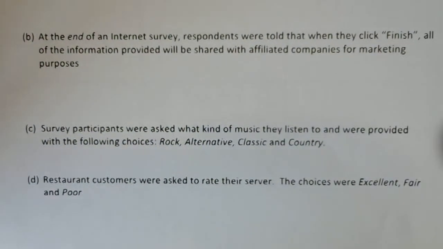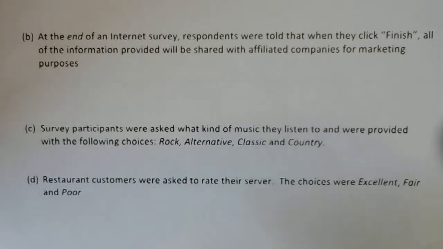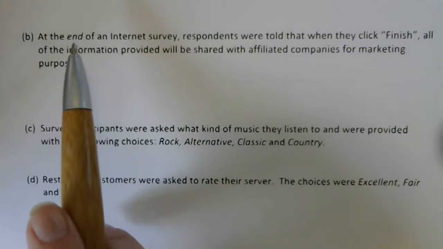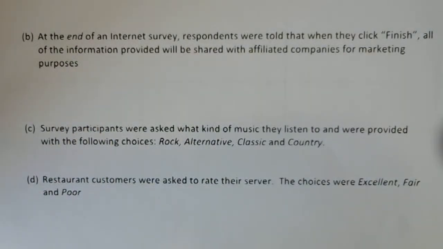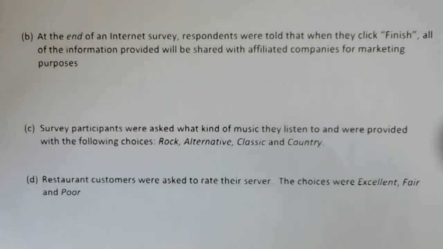So B, at the end of an internet survey, respondents were told that when they click Finish, all of the information provided will be shared with affiliated companies for marketing purposes. So the big issue with this situation is they weren't told until the end of the survey. That would be a situation where your participants, the people responding, are going to feel potentially very, oh my goodness, I provided this information, I didn't realize that it was being sent to these people. So you need to tell your participants prior to beginning the survey. It's the same kind of situation again.